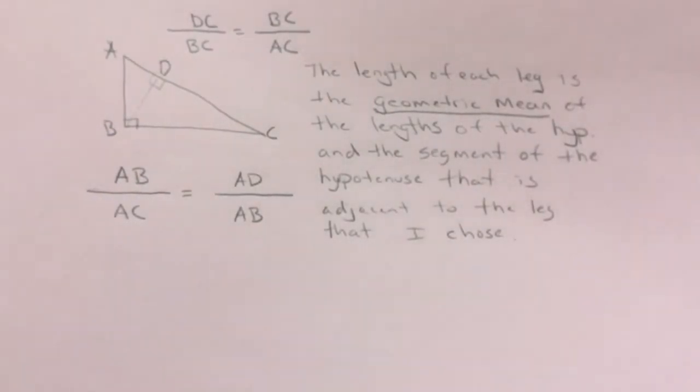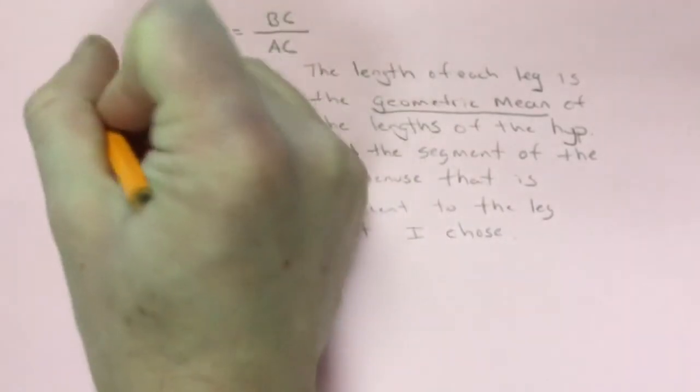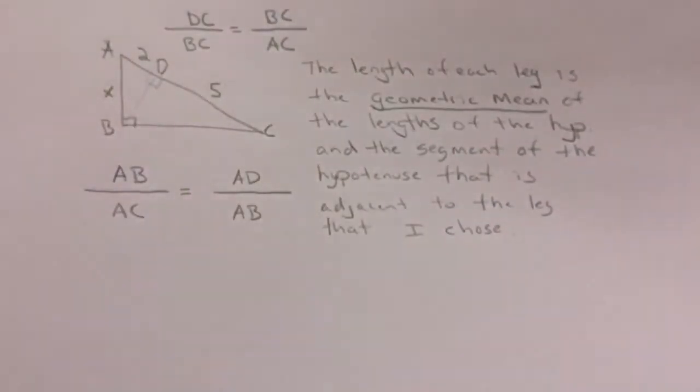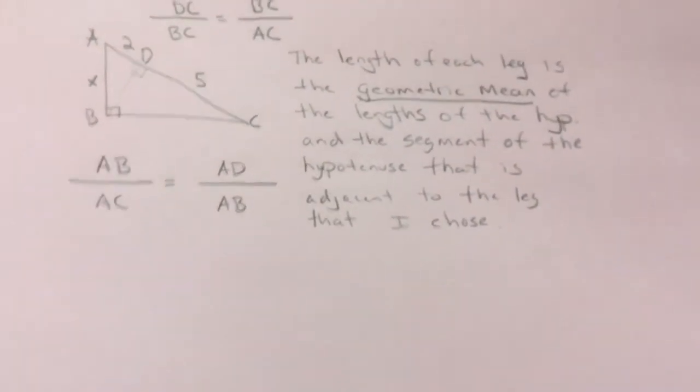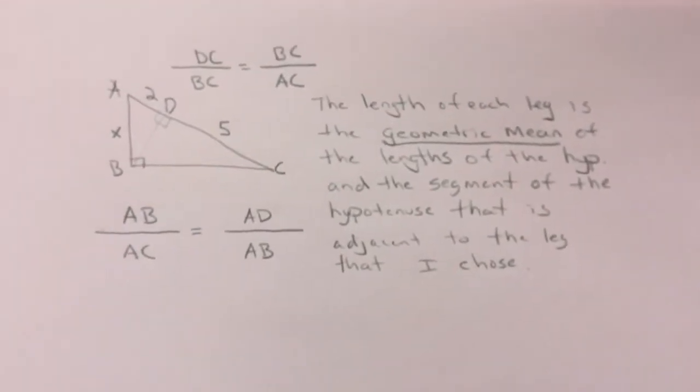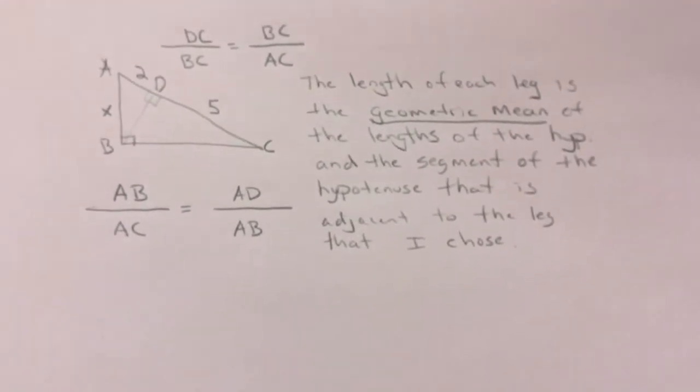And just one more time so that we can see it in numbers. Let's go with making this 2 and this 5, and we'll make this X. So again, today when you're wondering which theorem you're supposed to use, the first thing I do is see if it has anything to do with the altitude. If it does, you're probably going to use the last theorem. Since the altitude has nothing to do with this, I know that it's probably going to be the second one, which has to do with the legs of the triangle.